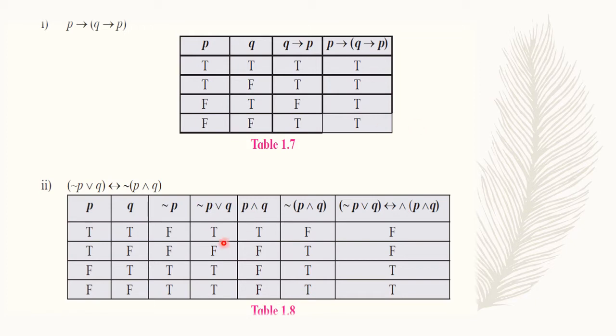Okay, now let's check another one: ~(p ∨ q) ↔ ~p ∧ q. First we write the column for p, then for q, writing all the possible cases. Then what would be the negation of p? If p is T, T, F, F, the negation of p is F, F, T, T. When p is true, the negation of p is false, and when p is false, the negation of p is true.